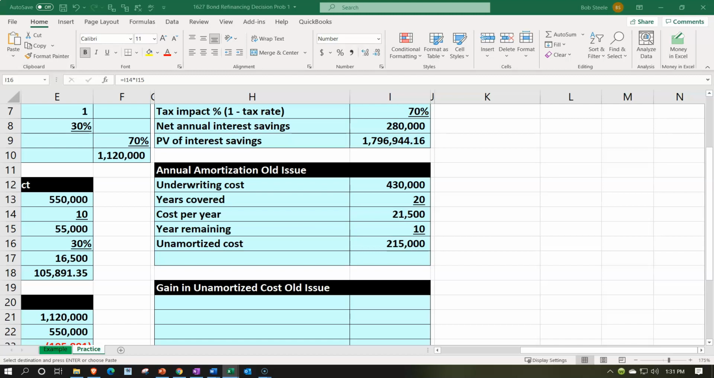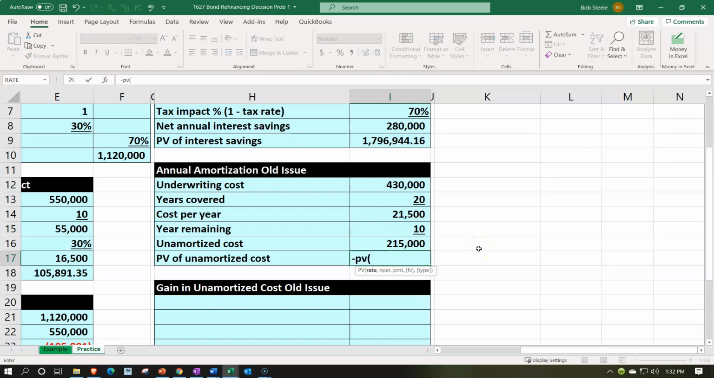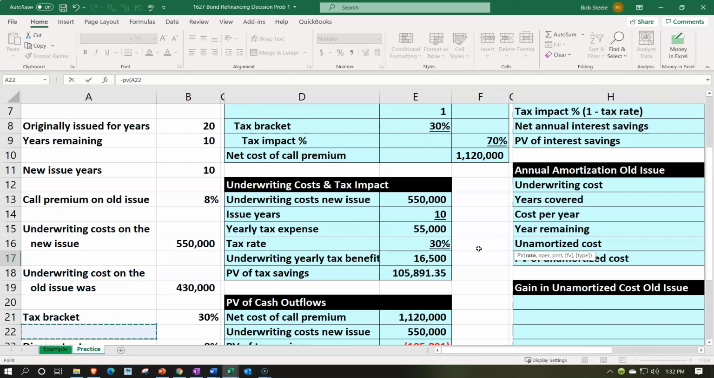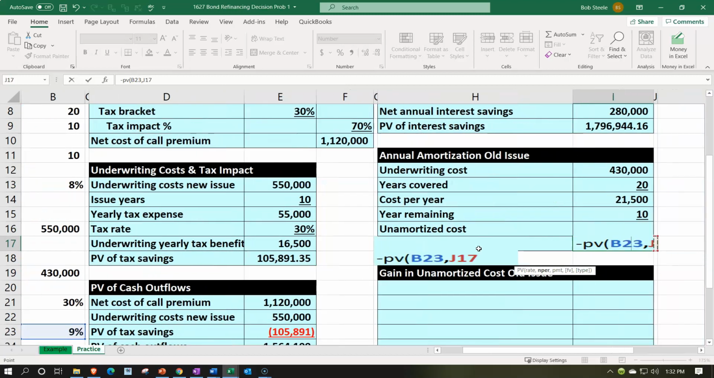So we have to look at the difference in our decision-making process between the tax impact here, which would be over 10 years, versus if we took the amount today. So let's take a look at the present value of the unamortized portion, and we'll see the difference. So this will be the negative present value, shift 9. The rate is going to be our discount rate again of the 9%, comma. And then we want the number of periods, which is going to be 10, comma, and then the payment is that 21.5. So the 21.5, enter.